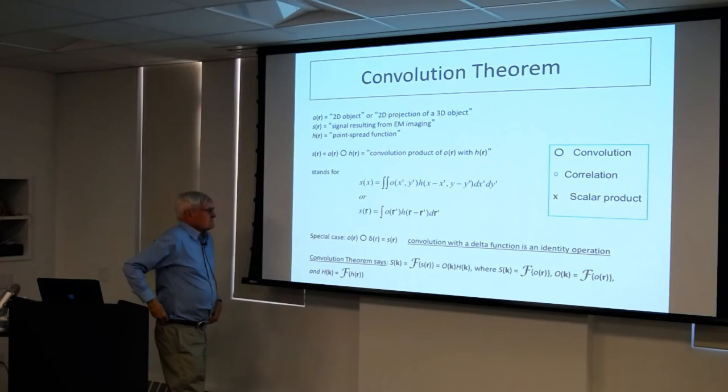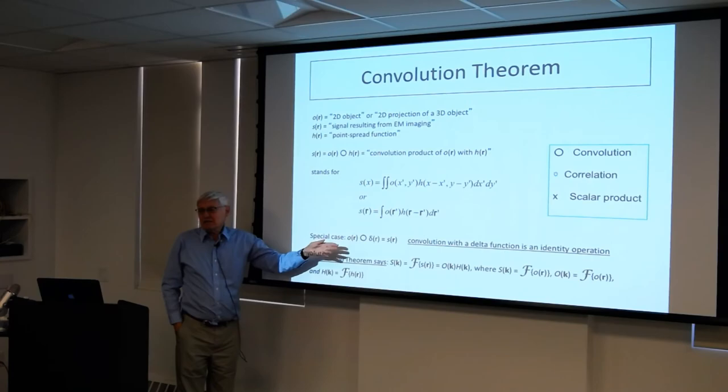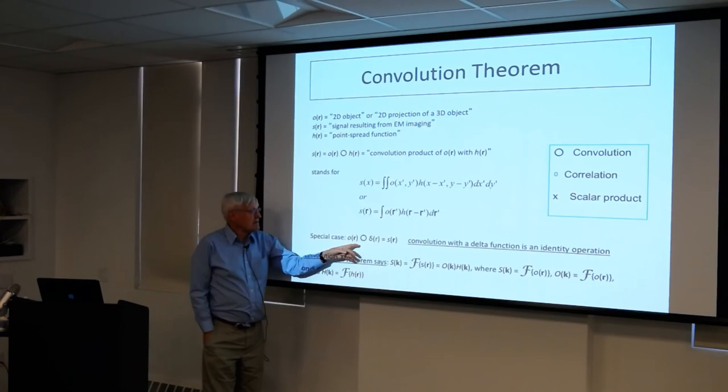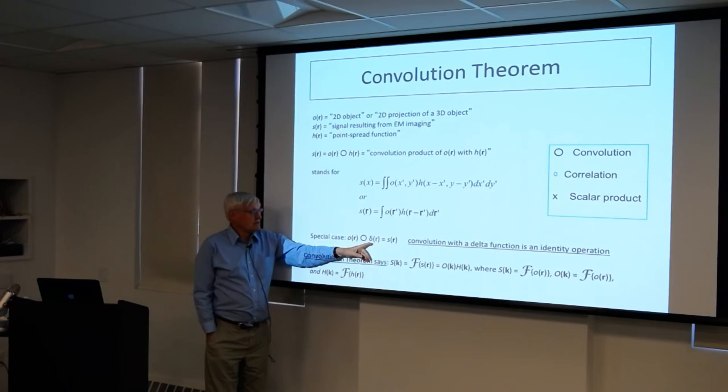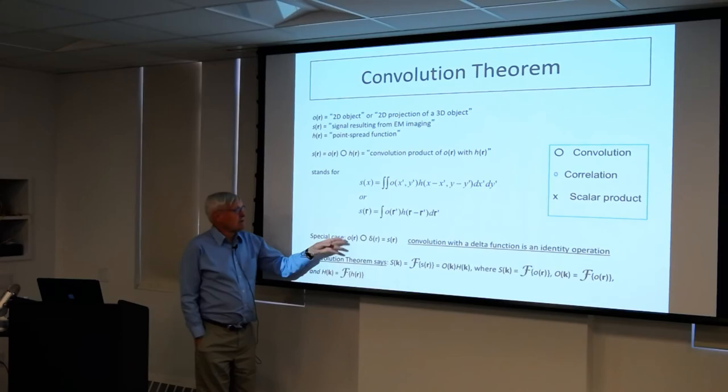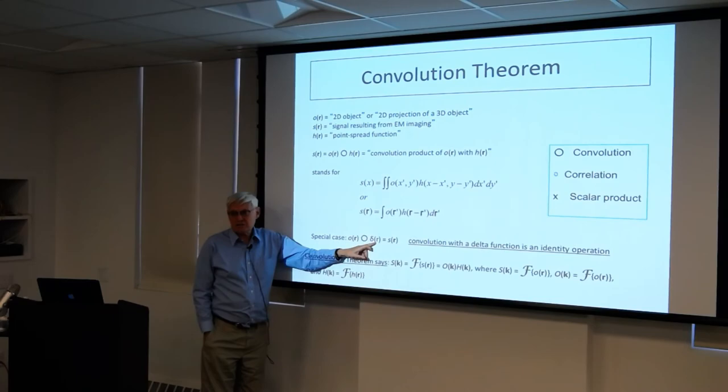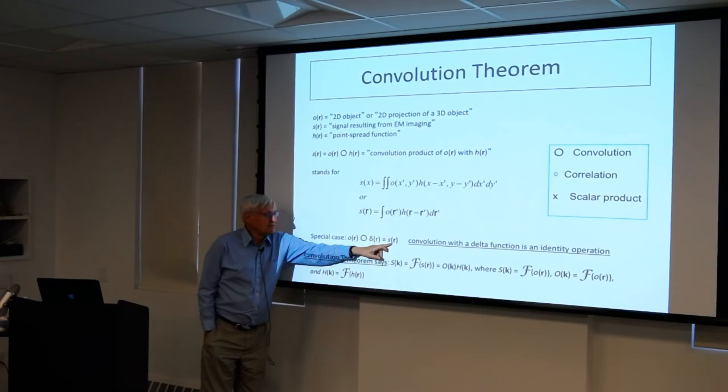And if we make the instrument ideal, then it reproduces each point of the object, which means that formally we go through this object function convoluted with the point spread function, which is ideal, the delta function, and it reproduces the signal. The signal is identical with the object. Okay, this is the special case.